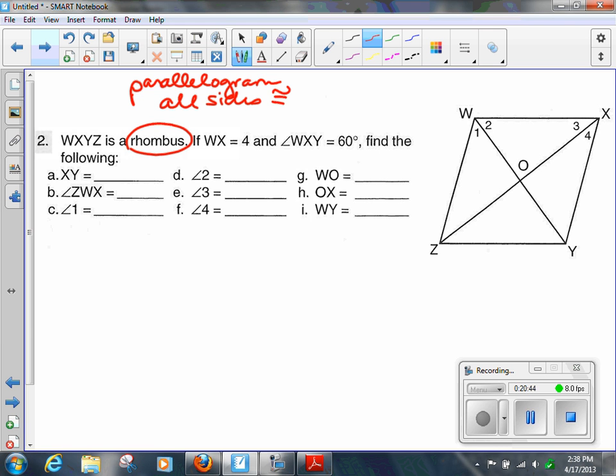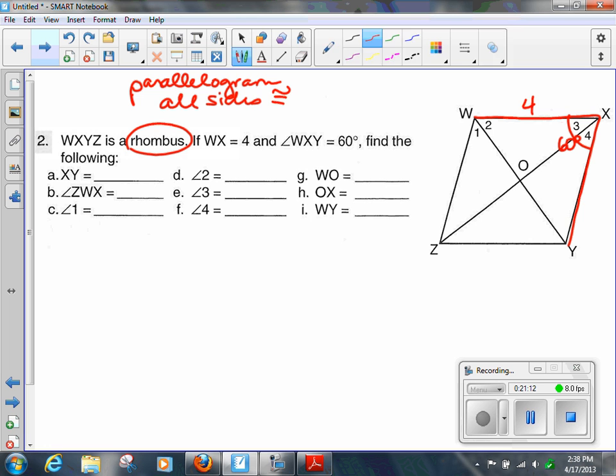It says WX is 4. Start filling things in, folks. WXY, that whole thing is 60 degrees. And we've got to find the following. We're not given a whole lot of information here, are we? All sides are 4.